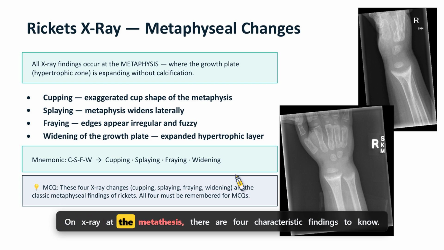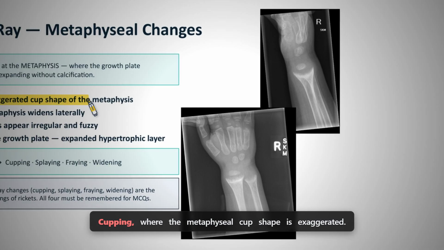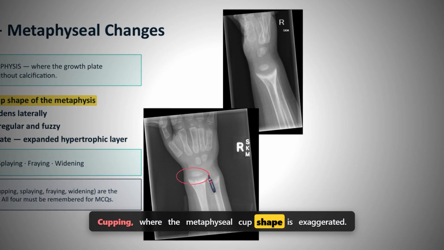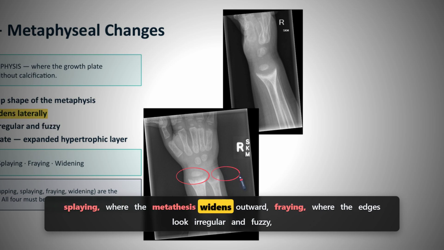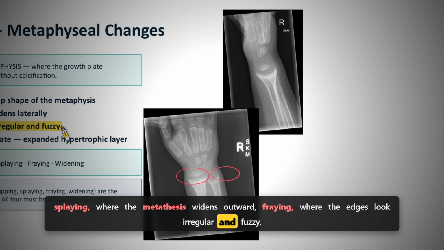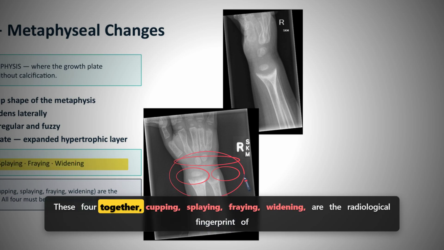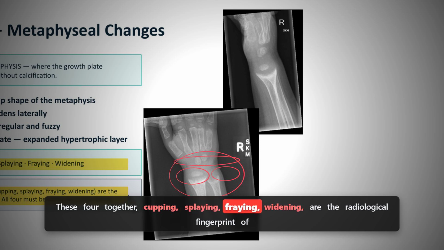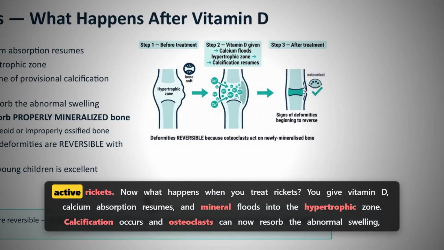On X-ray at the metaphysis, there are 4 characteristic findings to know. Cupping, where the metaphyseal cup shape is exaggerated. Splaying, where the metaphysis widens outward. Fraying, where the edges look irregular and fuzzy. And widening of the growth plate itself, representing that expanded hypertrophic layer. These 4 together, cupping, splaying, fraying, widening, are the radiological fingerprint of active rickets.